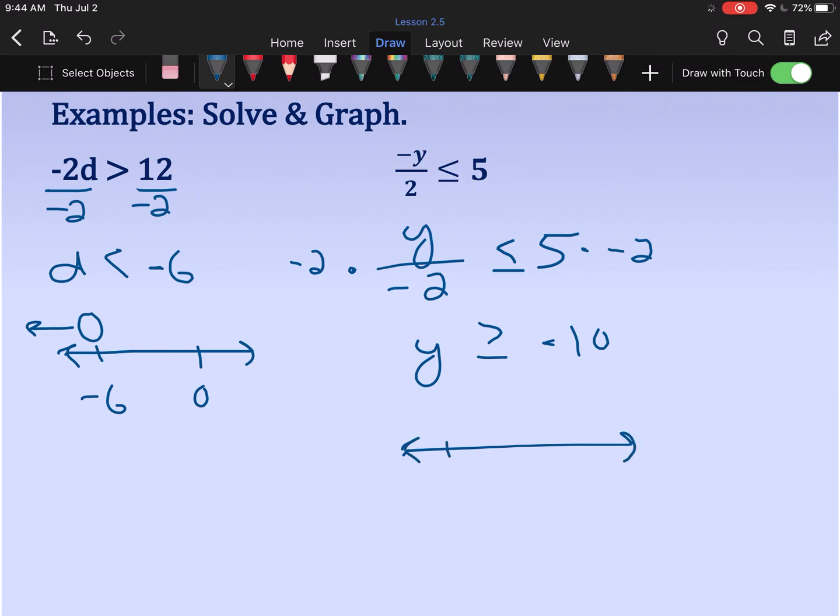Last thing we need to do is graph this. So negative 10 goes on the left side of 0. We put our circle above negative 10. This isn't what we're equal to, so we do fill it in. And greater than goes to the right.